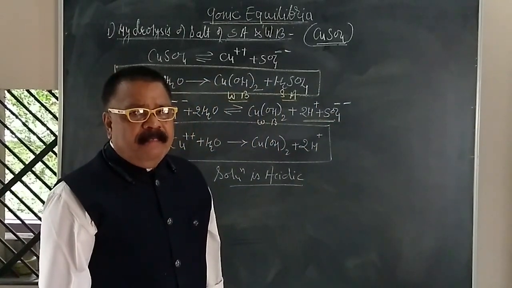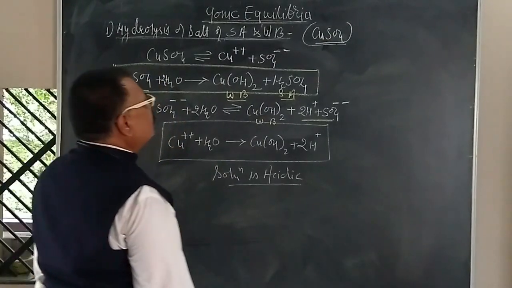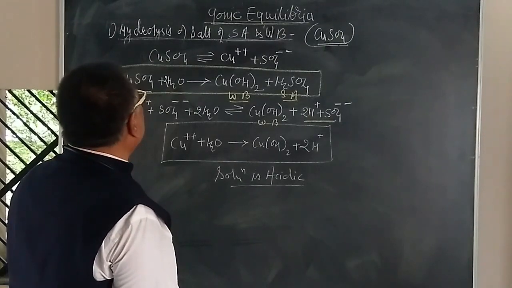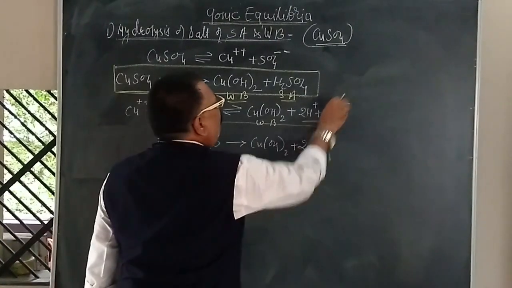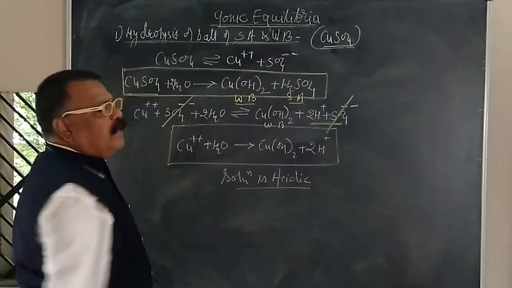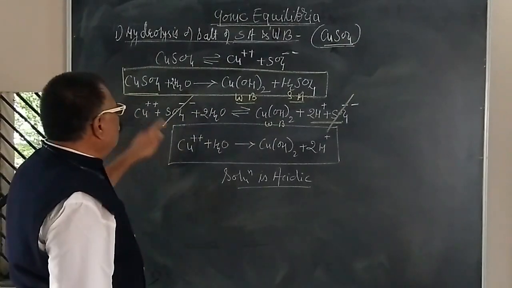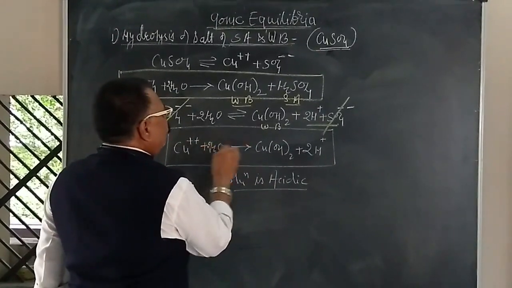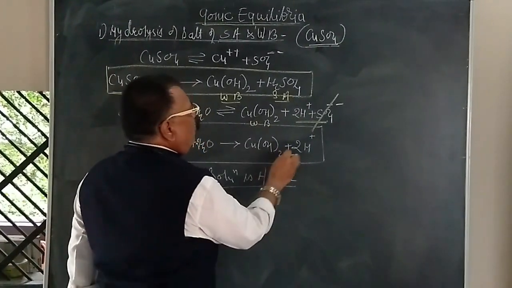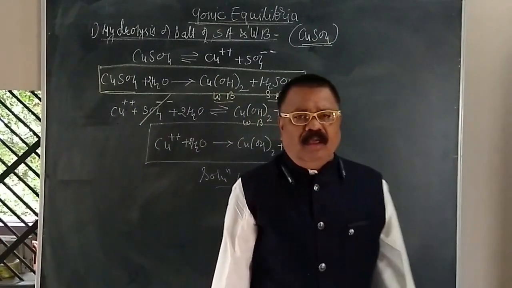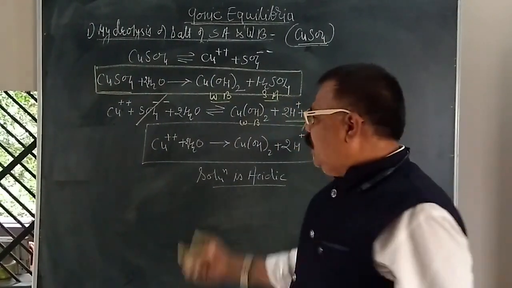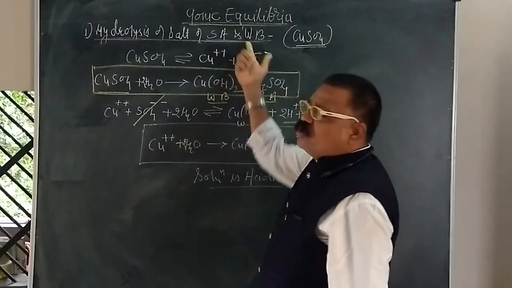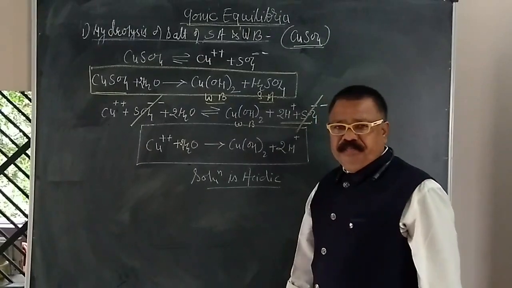Clear? Then by cancelling the similar terms over here, see, is there any similar term? It is the sulfate ion, and this sulfate ion gets cancelled over here, and that's why we say Cu2 positive plus twice H2O gives the formation of Cu(OH)2 plus twice the hydrogen ion. Now the reaction that we are getting is the exact reaction of the hydrolysis of the salt of strong acid and the weak base.